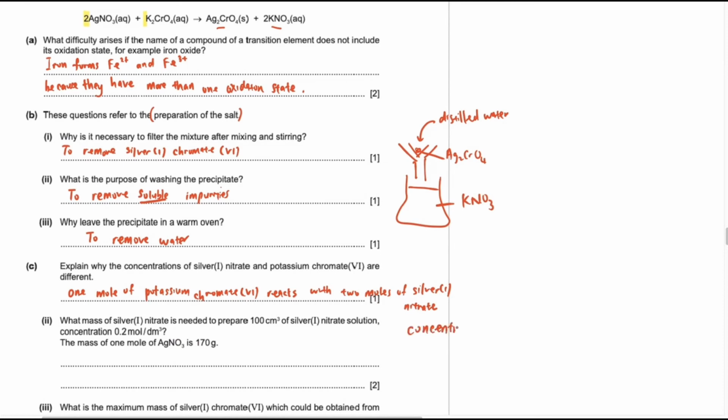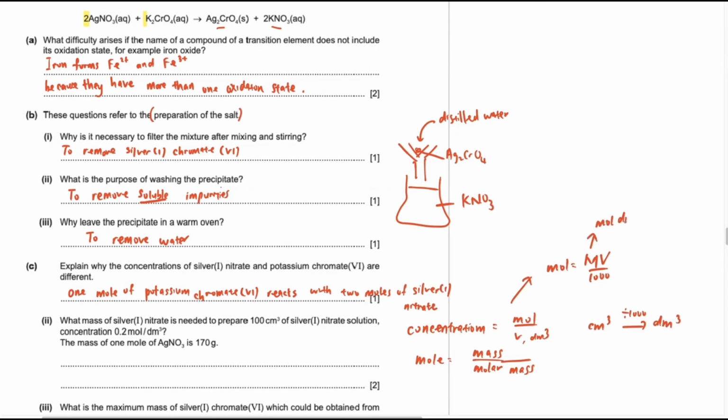So that tests you on a few formulas here. Concentration equal to mole over volume in dm cube. Mole equal to mass over molar mass. It also tests you on cm cube to dm cube, which is to divide by 1000. You can even use mole equal to mv over 1000, where m is the mole per dm cube. So you have a few options to use here. These are the formulas that are relevant to this question.